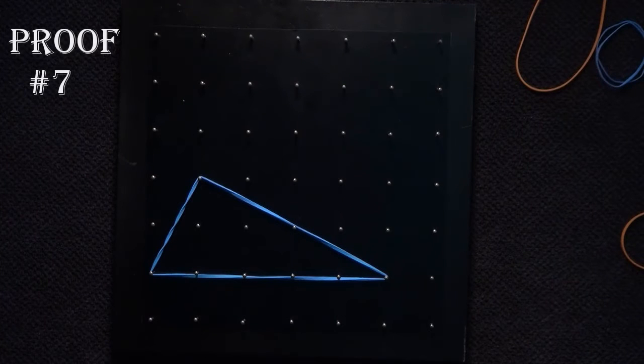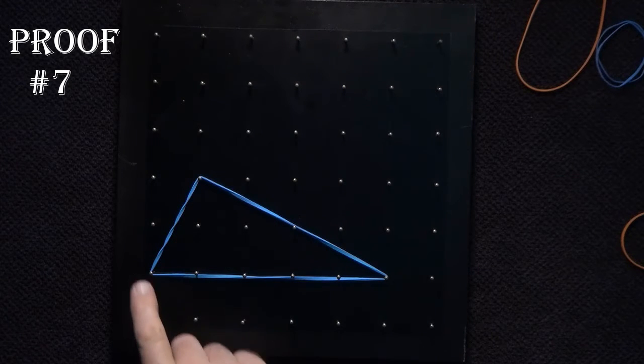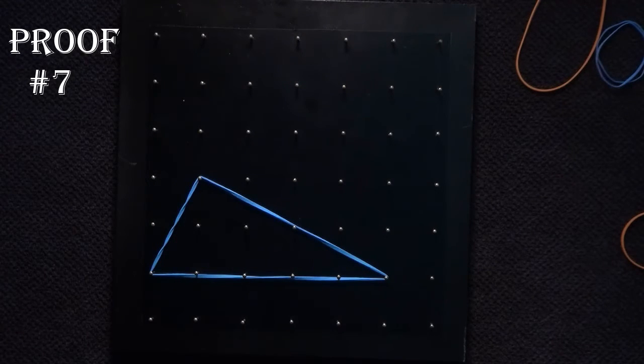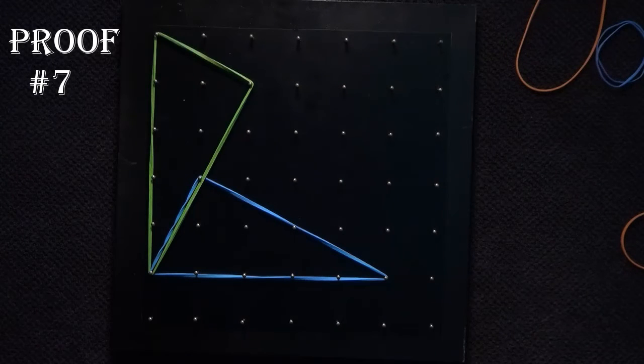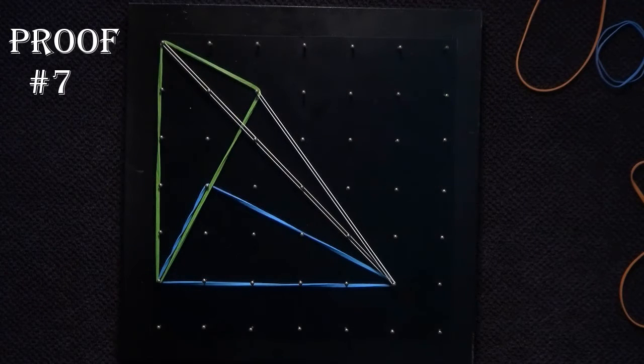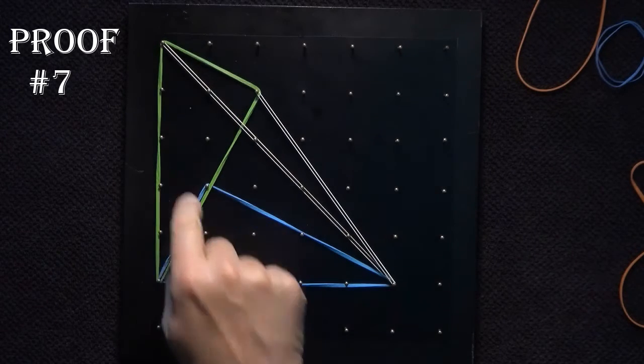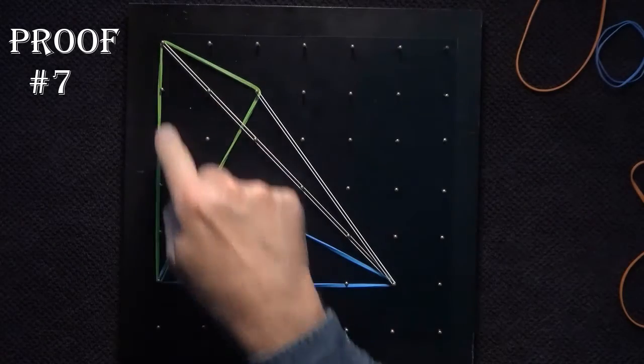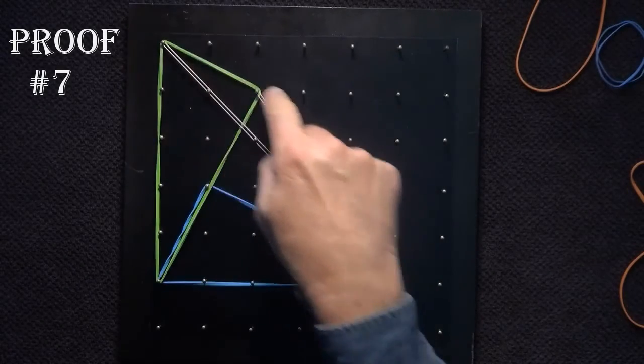Algebraic proof number 7. Here is our original triangle, and we slide rotate this triangle around this point 90 degrees clockwise. Now we join two pairs of points. This pair and this pair. We equate these three triangles with these two triangles.